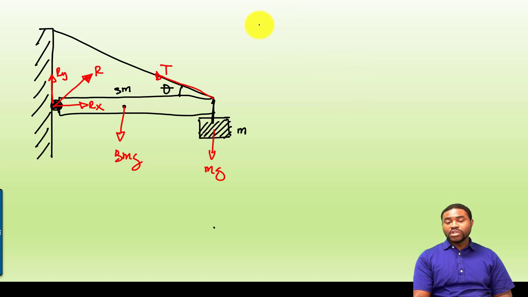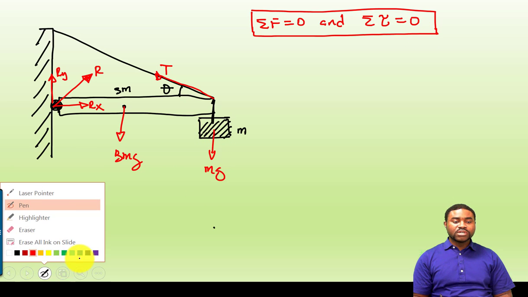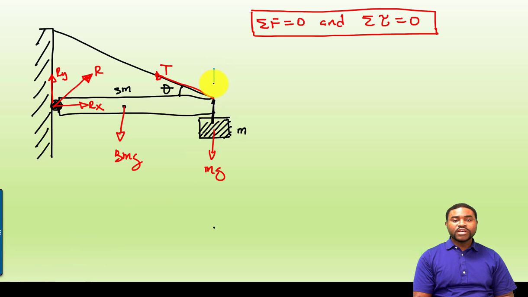If the system is in equilibrium, it means that the sum of forces is equal to 0, and it means that the sum of torque is equal to what? 0. When these two conditions are met, we say that the object is in static equilibrium. This also means that we can resolve T into two components. You have here, this is T sine theta, this is T cosine theta.